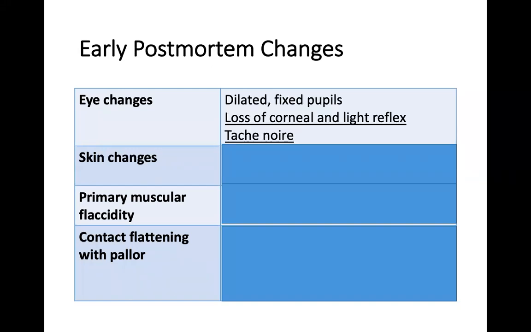So, dilated, fixed pupil. Pag nakita mo yung patay, usually hindi shiny yung mata niya. Parang opaque yung mata niya. Yun sa mga autopsy namin, yun talaga nakikita ko. Okay? Madumi ang iyang mata. Alright? Dilated, fixed pupils, loss of corneal and light reflex, and your tache noire.